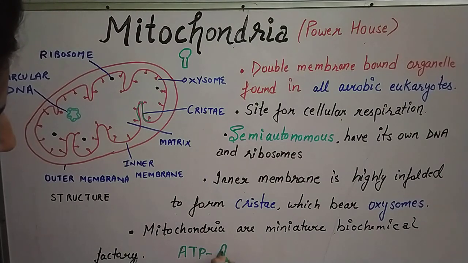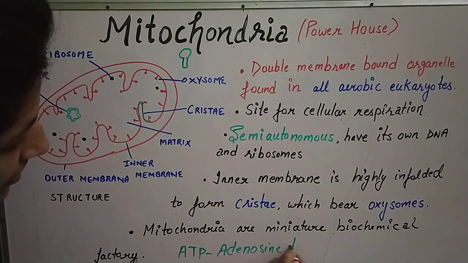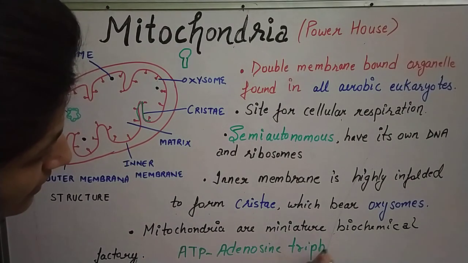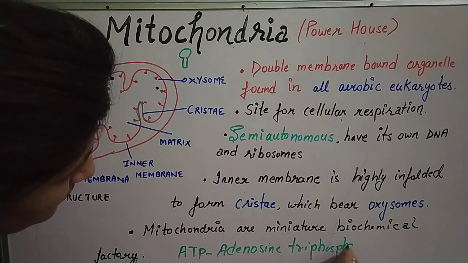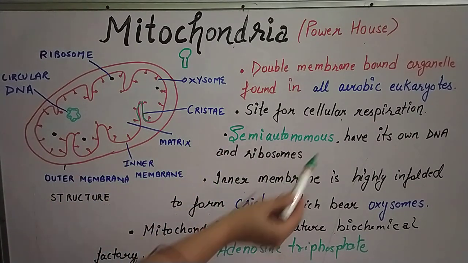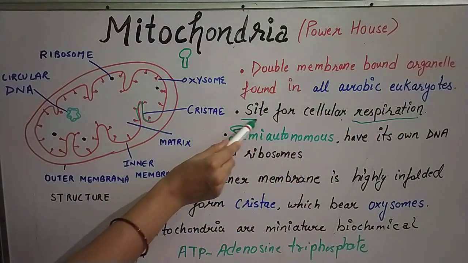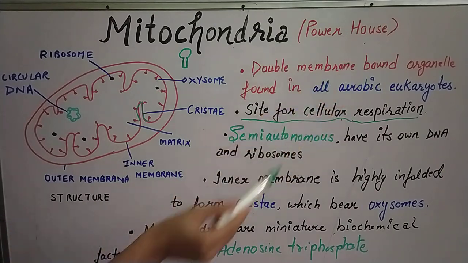ATP is adenosine triphosphate. This is the energy currency. It means we are getting the energy in the form of ATP. Okay. So this organelle, as a result, ATP is produced. So ATP is produced as a result of respiration. So mitochondria is site for the cellular respiration.